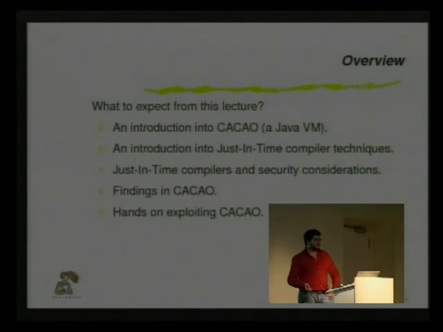In this lecture we will give you a short introduction to CACAO, what is it, and then switch to an introduction to just-in-time compilers and tell about some interesting implementation details. And then come to the main important point of this talk, security in just-in-time compilers, where things can go wrong, where to exploit stuff, where to look for. We then did a code review of the CACAO virtual machine and we'll tell you what we found there and show you some exploits.